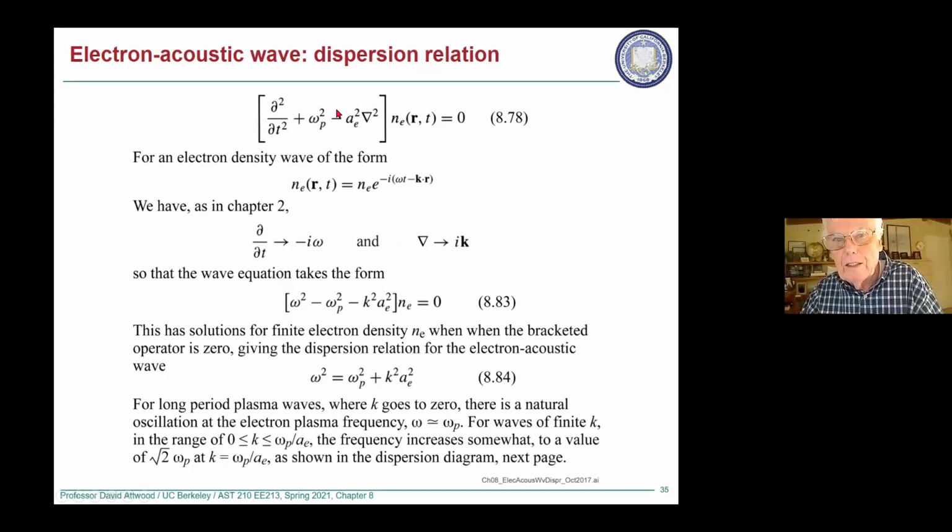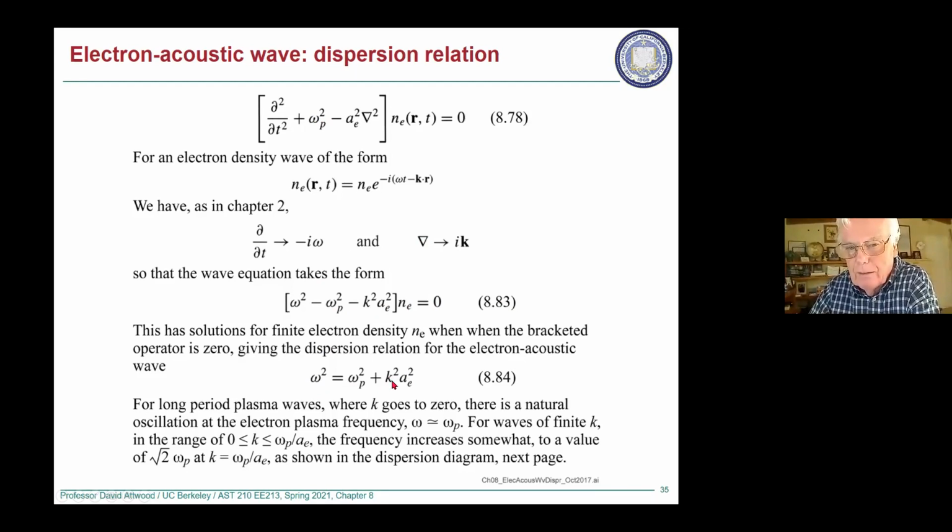And so this wave equation now takes this form. We want a wave that has some oscillating electron density, so for finite n, this thing has to be 0. For this to be finite, a natural mode with no excitation, no forcing function on our wave equation, this has to be 0. Solving for omega squared, this is what we get. And this is called the dispersion relationship. Dispersion meaning that it's the relationship between the frequency and the wave number or wavelength.